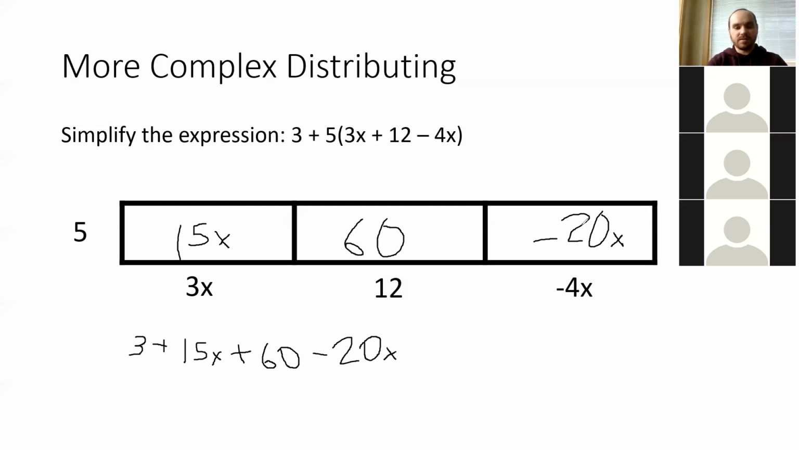What does that leave us with? Negative 5x. Then we have our 60 and our 3, which can combine. So we have 63 minus 5x. I don't think there's anything else on this one. Does that make sense? People see how I get this?